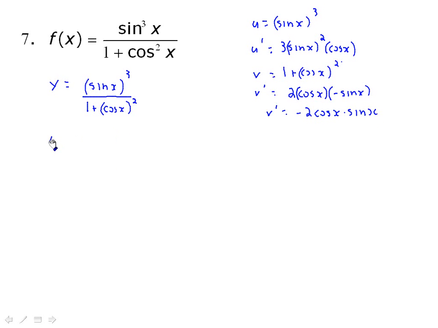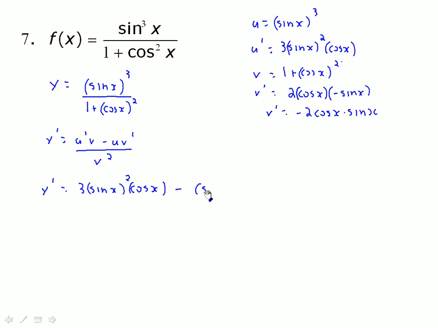So therefore, y prime is equal to u prime v minus u v prime all over v squared. So we sub in everything. Y prime is equal to u prime, so that's 3 times the sine of x squared times the cosine of x. I'm putting brackets around each one of them just for now, just to be careful. Liberal use of brackets is a good idea. If we don't need them, we can always take them off later on.